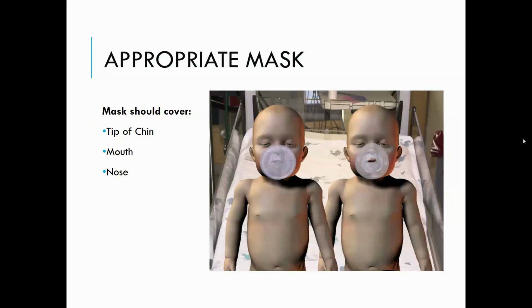All right. Very important, you want to make sure that you have the appropriate size mask. Although you may think one mask will fit all, it will not. Especially if you have a premature infant, you may need a much smaller size mask. You want to make sure the mask covers their chin, their nose, and their mouth. If it's barely hanging off of the nose or not covering their chin appropriately, they might not be getting a good adequate seal to get good oxygen delivery.